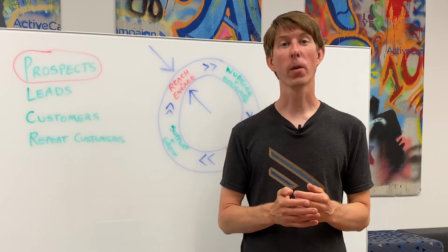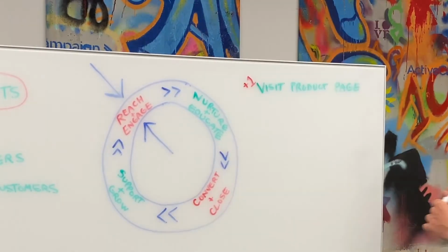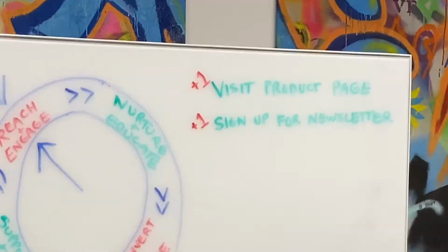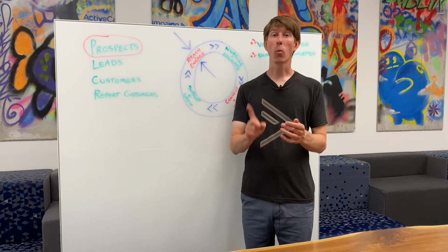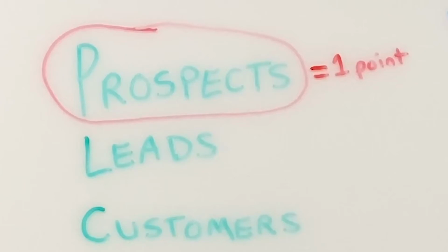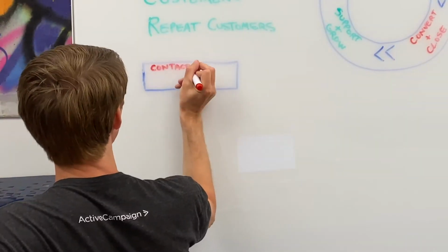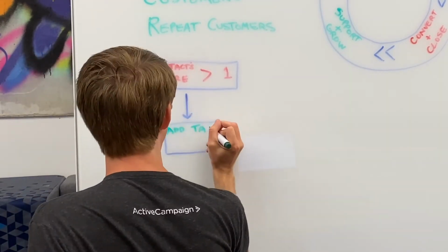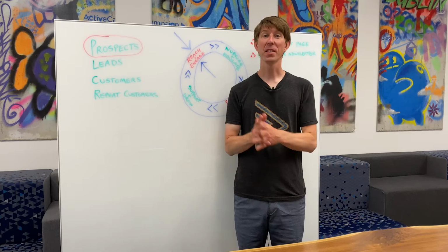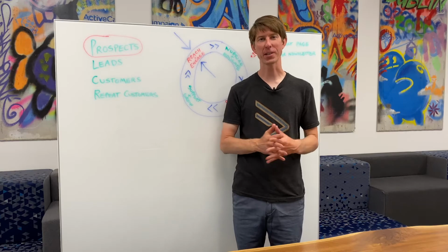We can set up scoring rules to track this activity. Let's add 1 point to their score if they visit any product page on our site, and add 1 point to their score if they sign up for our newsletter. Let's set 1 point as the threshold for when a contact is officially considered a prospect. To accomplish this, we can create an automation that is triggered when the contact score is above 1. This automation will add the tag prospect to the contact. With this tag and the automatic lead scoring system, we always know who our prospects are.